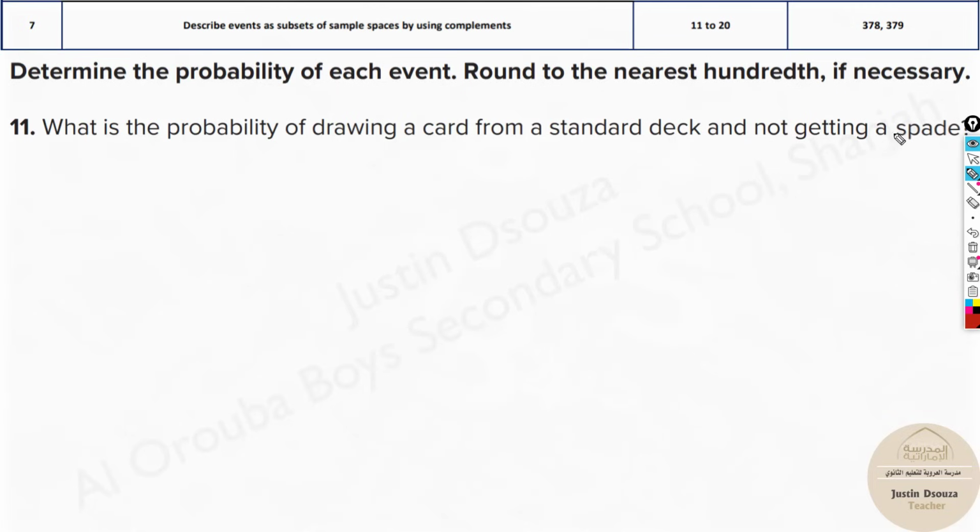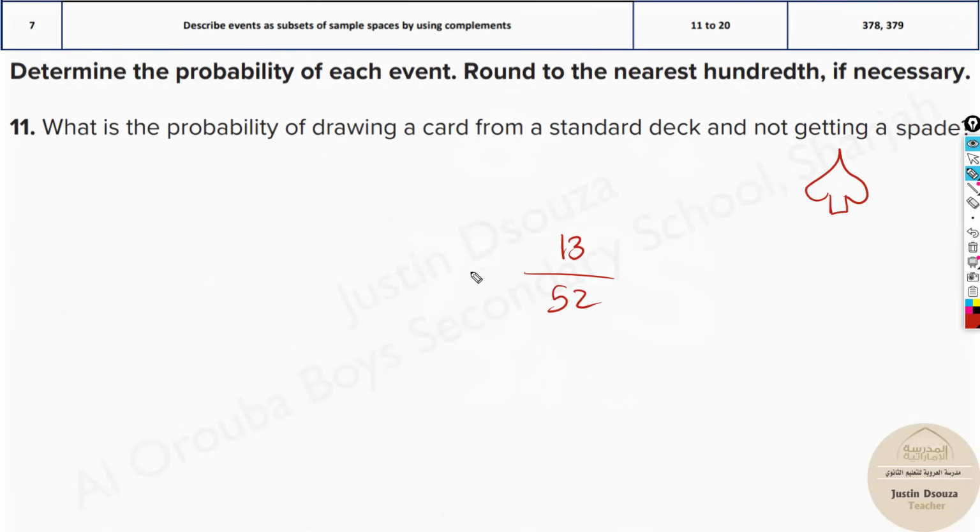So now, how many cards are there in total? A standard deck will always have 52 cards, and not getting a spade. Spade, how many spades are there? It is 13 spades. Spade is a suit. It is something like this. This is the suit. And there is clubs, hearts, and diamonds, right? So 13 spades. Each suit is of 13 cards. This is the probability of getting a spade.